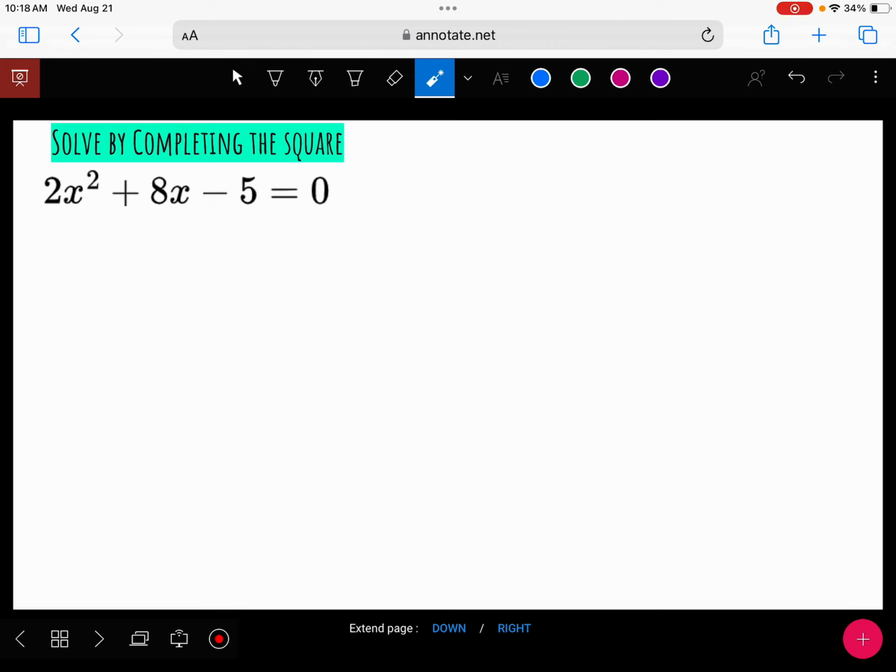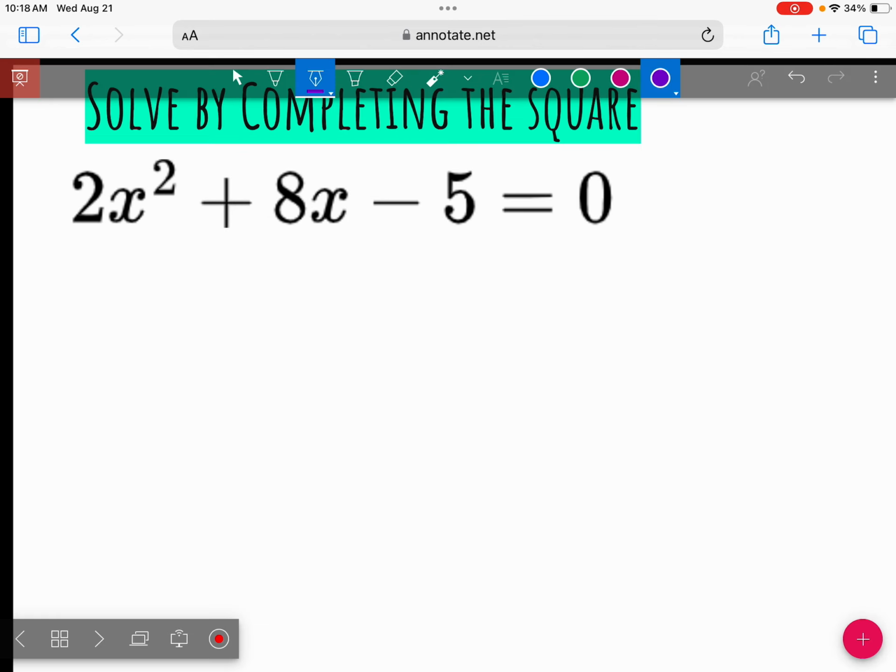So the first thing I want to do is get my x squared and my x all by themselves. So I'm going to start by just adding 5. So I've got my 2x squared plus 8x equals 5. Add 5 to both sides. And then we really haven't talked about what to do with A values. I would really rather it wasn't there. It's super gross.